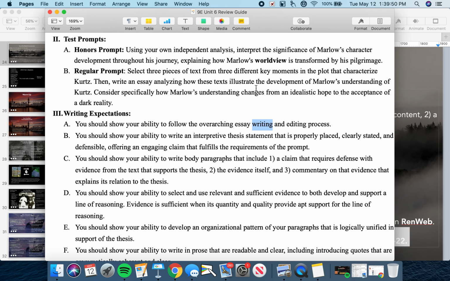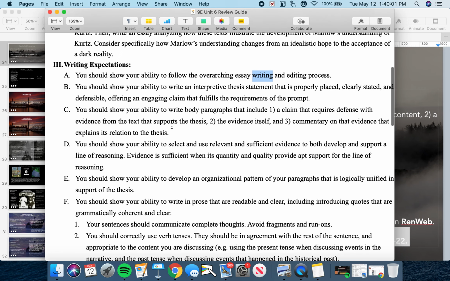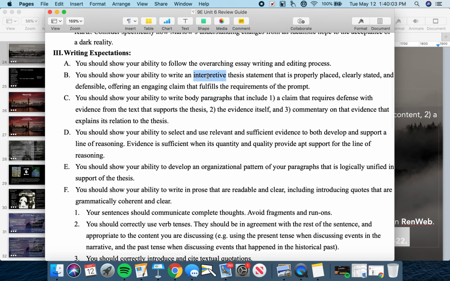And then what do they do? Well, they write it. If this were a multi-draft essay, you would edit it. This is a test, so you don't have to edit it. It's just your first draft. You get that draft out, you send it to me. You also need to show your ability to write an interpretive thesis statement that is properly placed. Where does it go? Into your first paragraph. Why? Because it's a convention in academic writing that helps clarify what exactly you're trying to say.